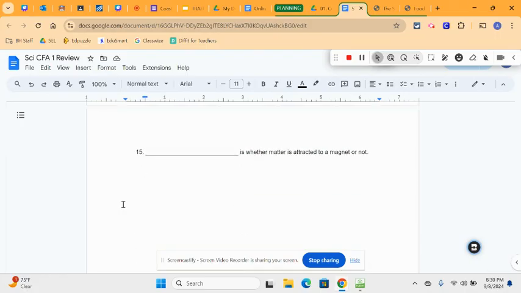And then our last one, blank is whether matter is attracted to a magnet or not. So we get just another definition question, guys. Blank is whether matter is attracted to a magnet or not.